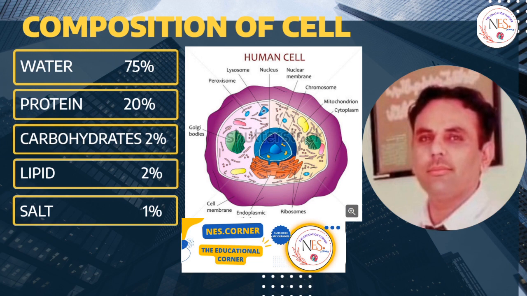The human cell is composed of water 2%, protein 20%, carbohydrates 2%, lipid 2%, and salts 1%. Cells are composed of water, inorganic ions, and carbon-containing organic molecules. Water is the most abundant molecule in cells, accounting for 70% or more of total cell mass. Consequently, the interactions between water and the other constituents of cells are of central importance in biological chemistry.